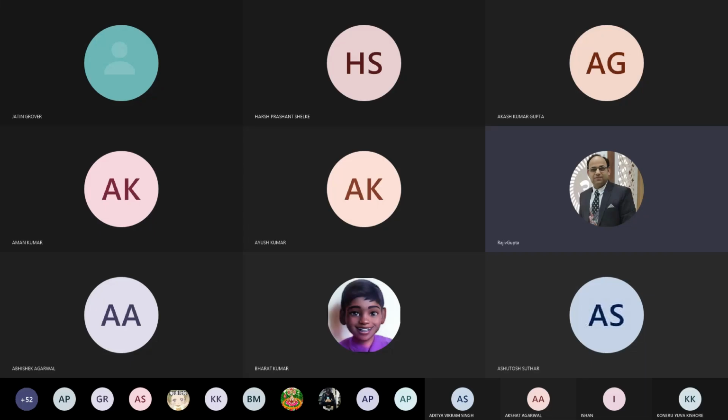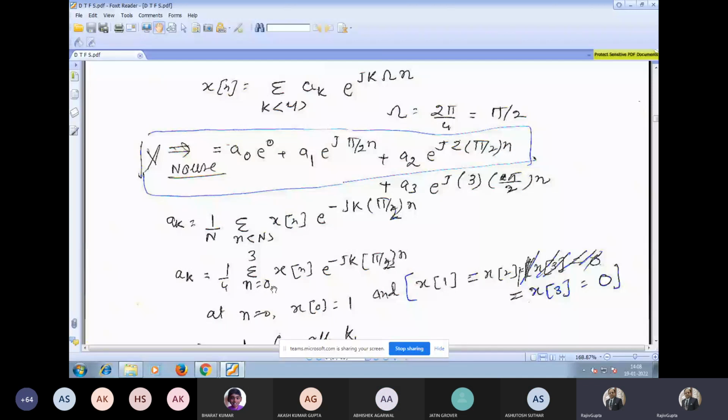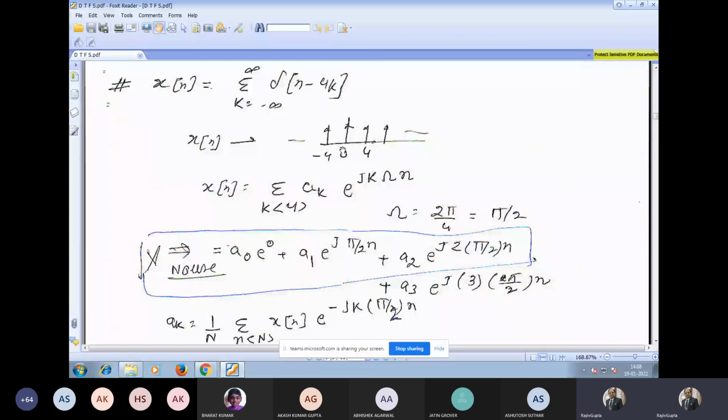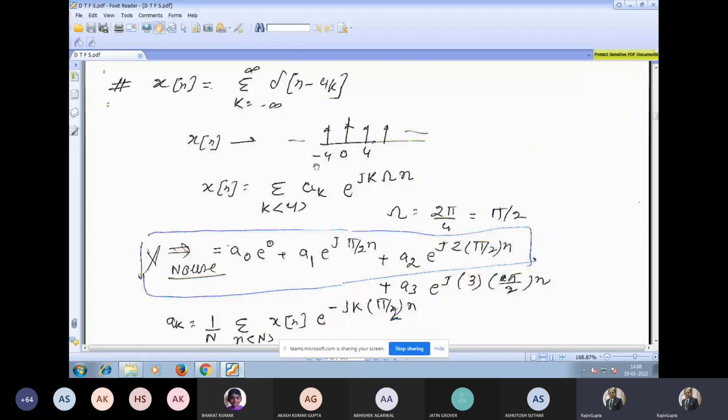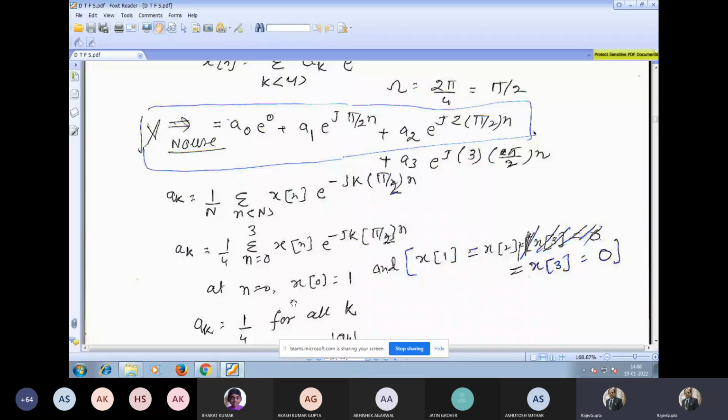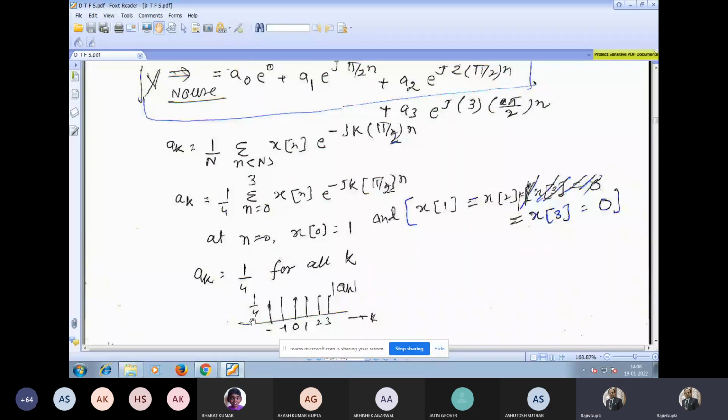0, it should be -1. So from -1 to 3, there is only one impulse lying between that, which is lying at n equals 0. And the magnitude of that impulse is 1. So this a_k is found to be 1 by 4 for all values of k. And if you take the magnitude of a_k, you can plot your a_k like this.